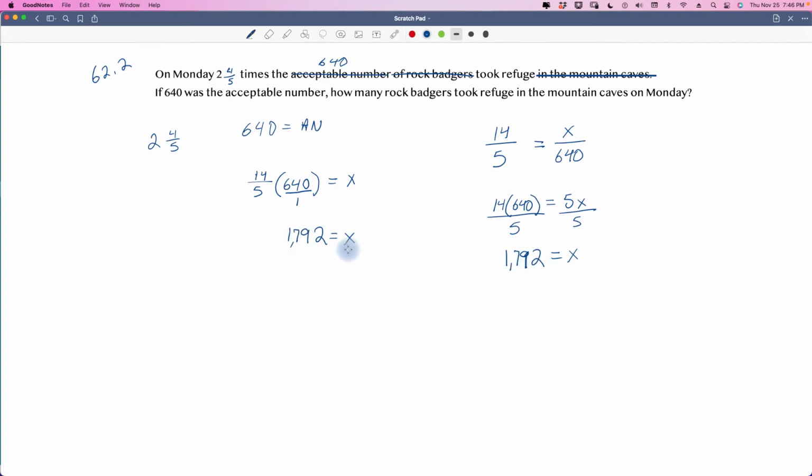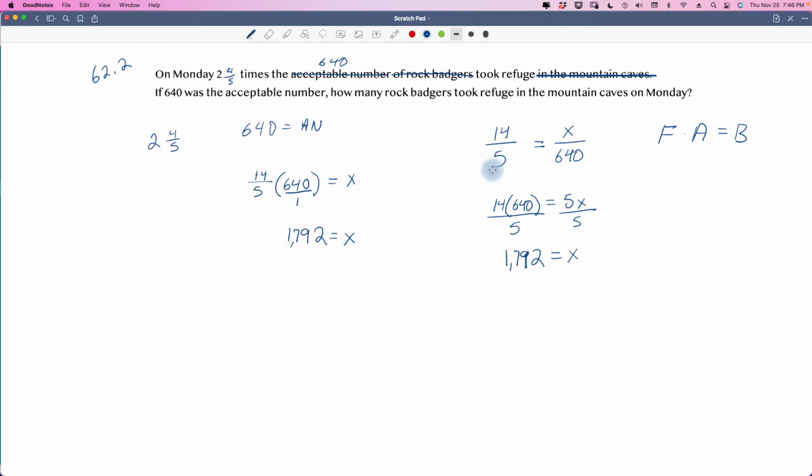Same number that we got over here. This is just written a little bit differently. It depends on how your brain sees it. If your brain sees it with this formula, which is the F times A equals B formula, or if your brain sees it as a proportion, just make sure when you're writing your proportion that you keep the same type of numbers in the same location.